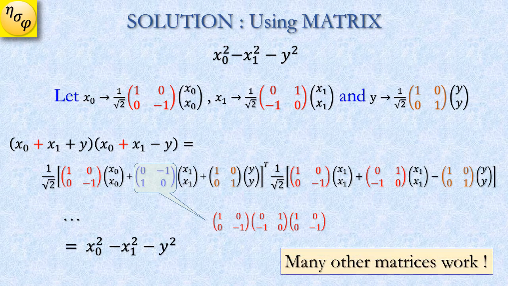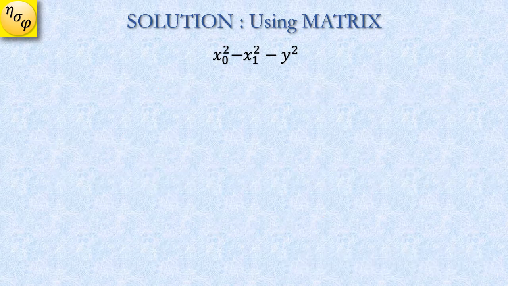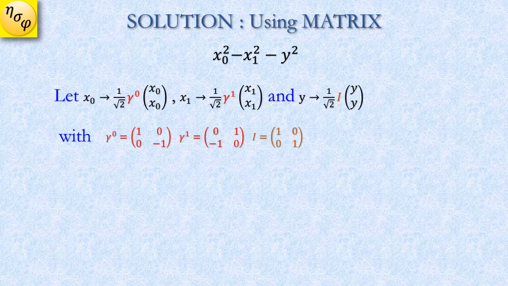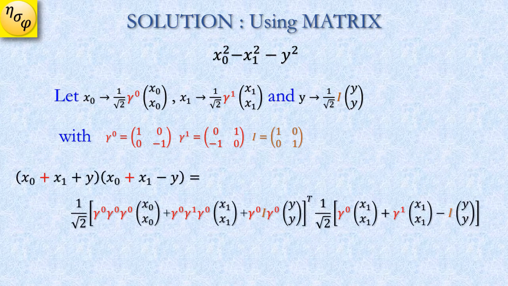This solution is not actually unique. This means that you can find many other matrix combinations that satisfy this factorization. Now, let us tidy up our solution in the previous slide. We introduce 2x2 gamma matrices gamma 0 and gamma 1. I is a 2x2 identity matrix. Using these gamma matrices, our solution now looks more structured, neat, and consistent.